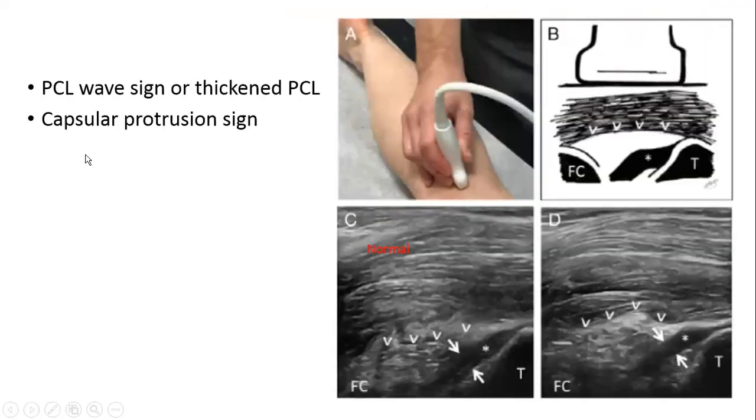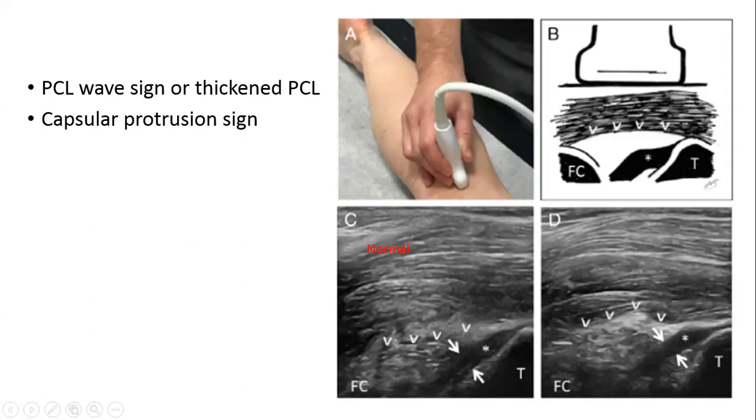Second, PCL wave sign. So again on the posterior aspect, but this time you are long axis on the posterior aspect of the knee. Now this is proximal, this is distal, so this is femoral condyle, this is tibia. You can see a little bit of PCL from posteriorly, but you don't see the entire PCL here. If you compare the normal side, this is PCL. Compare that with the abnormal side. Can you see a little wave here? It's a little wavy, and it's also thickened, okay?